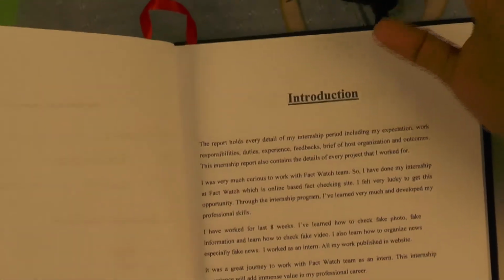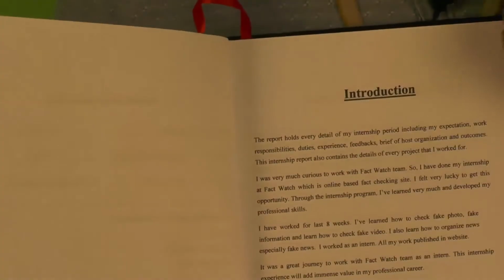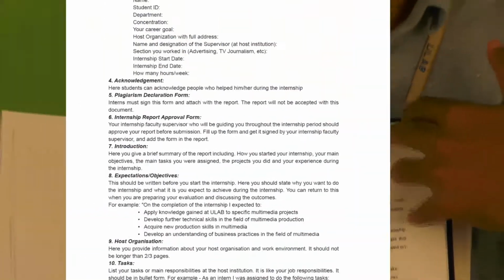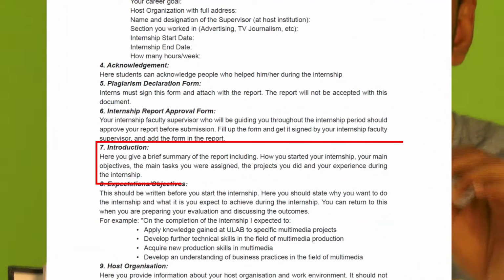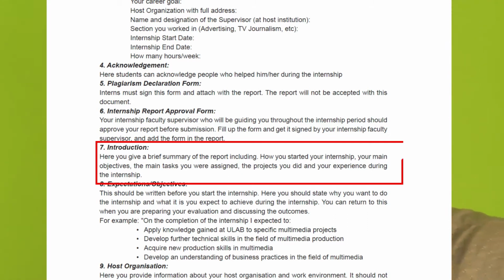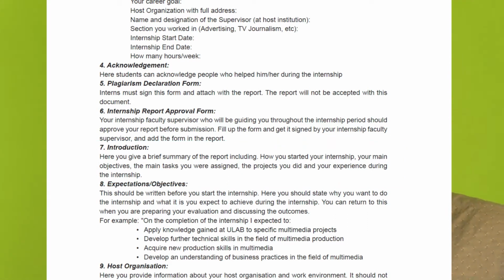We begin with the introduction. In the introduction page, which is generally not more than 1 page, you introduce the kind of work that you have done during your internship. You introduce yourself, and you introduce the kind of skills and the kind of tasks that you have been involved in, in a very, very brief manner. Please don't exceed more than 1 page.